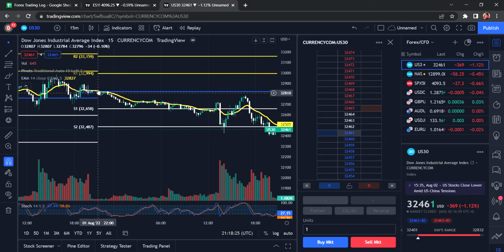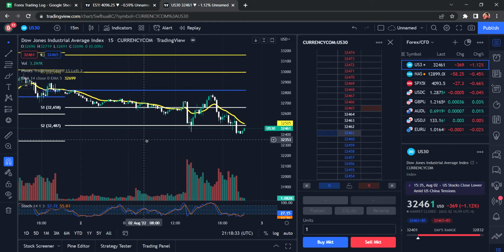Like I said, this is the beginning of the day. It's always good to target either S1 or S2. That way, most of the time, it's usually 1-to-1 risk to reward. And then usually have the pivot point or resistance one as your stop loss. Okay, so we're going to run this through.